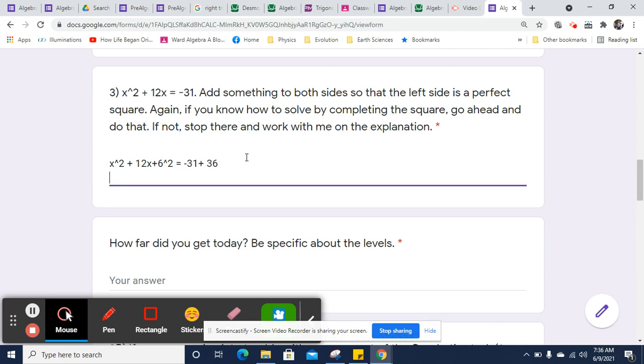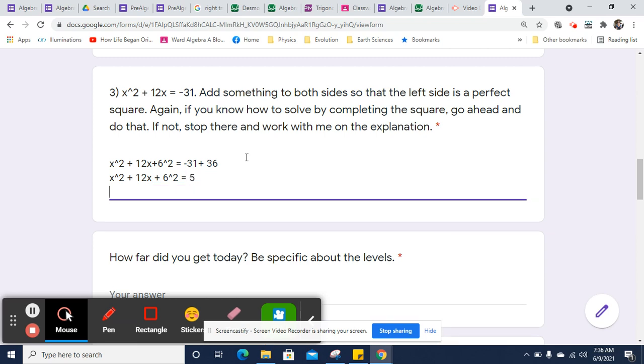On the left side, I wrote it as 6 squared because now I'm going to go ahead and complete the square. Actually, I'll go ahead and finish this. That's going to be x squared plus 12x plus 6 squared. I'm leaving the 36 like that. And negative 31 plus 36 is 5. Okay, now we're going to complete the square. And the first thing to do is factor the left side, which will be x plus 6 squared. And the other side is just 5.